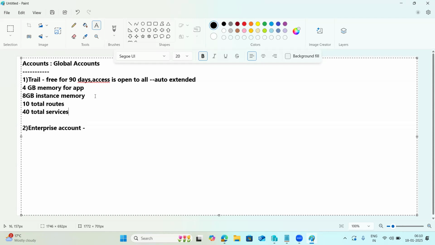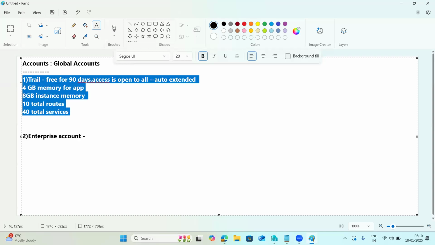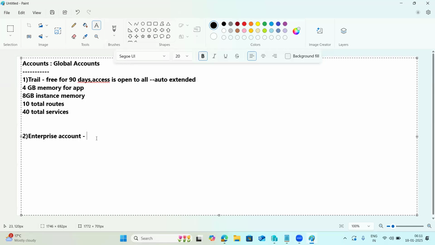There is no service level agreement here and no support from SAP. Some applications here automatically stop on a daily basis. Why? Because of restrictions and cleanup purposes, they will be stopped. So there are restrictions on using the services and everything in the trial account. But with an enterprise account, there are no restrictions and no time limits.